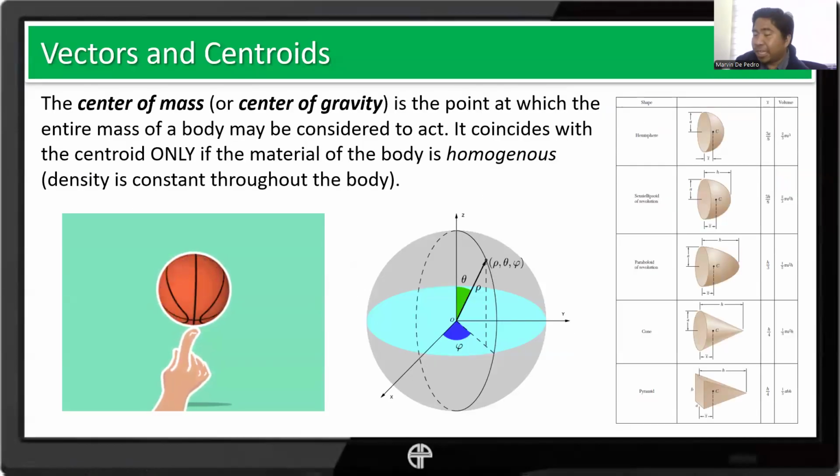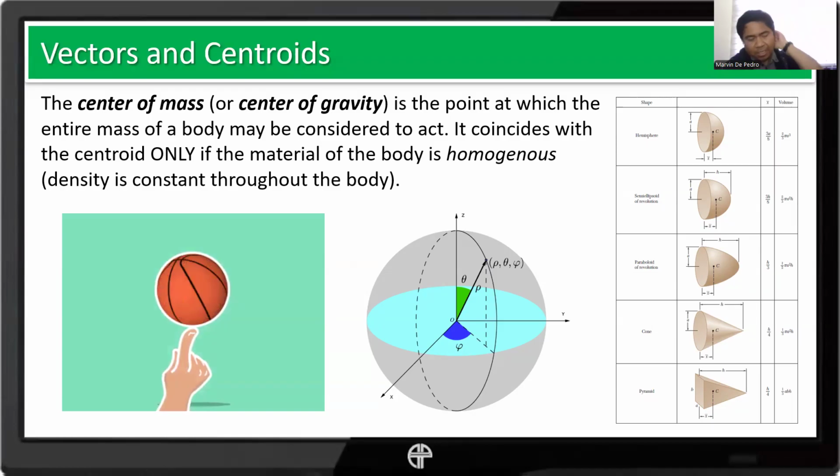Now, we're introducing another term, which is actually the more specific one: the center of mass. On Earth, it can also be considered the center of gravity. So center of mass, or COM, is the point at which the entire mass of a body may be considered to act. It coincides with the centroid only if the material of the object is homogeneous, where the density is constant throughout the body.